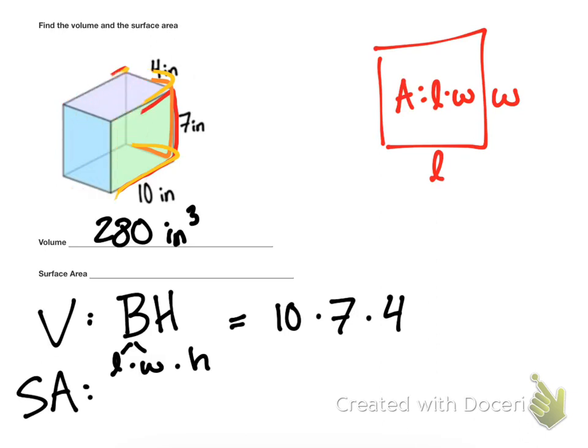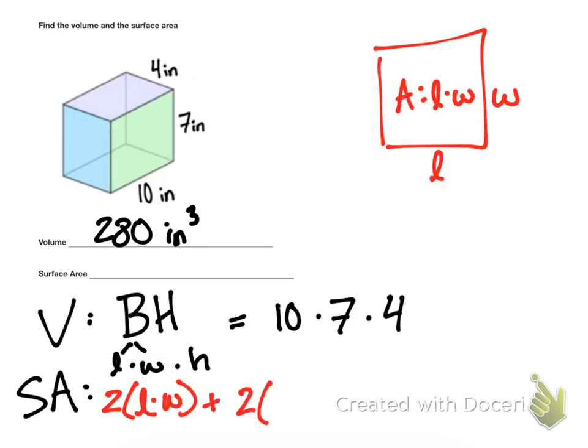Think about that. How many sides does a rectangular prism have? How many sides does a rectangular prism have, Kyle? 6. 6, exactly. So our technical formula is 2 times length times width, plus 2 times length times height, plus 2 times width times height. Those are the exact things. And the reason is that for rectangles, we have 2 of each side.